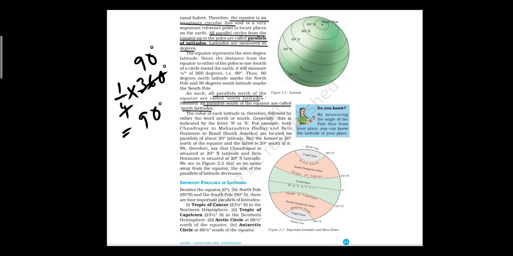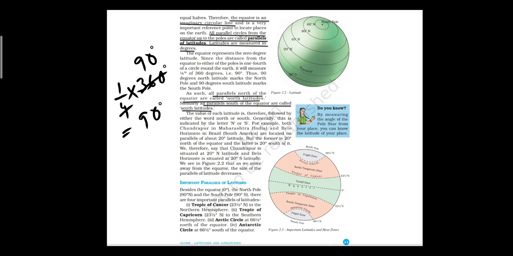But South America is towards the southern hemisphere. That is why 20-degree south latitude is written to clear the confusion. Both the places were on 20-degree latitude, but one place was in the northern hemisphere and one place was in the southern hemisphere. That is why it is important to write down the letter N or S or the word north and south.